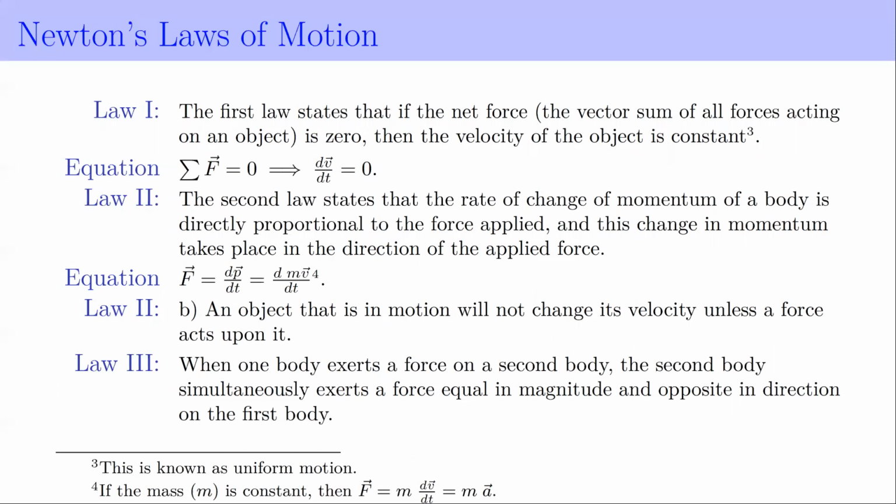So his first law was that if the net force on any object is zero, then the velocity of the object is constant. The second said that the rate of change of momentum of a body is directly proportional to the force applied. The third was that when one body exerts a force on a second body, the second body simultaneously exerts a force equal in magnitude and opposite in direction.